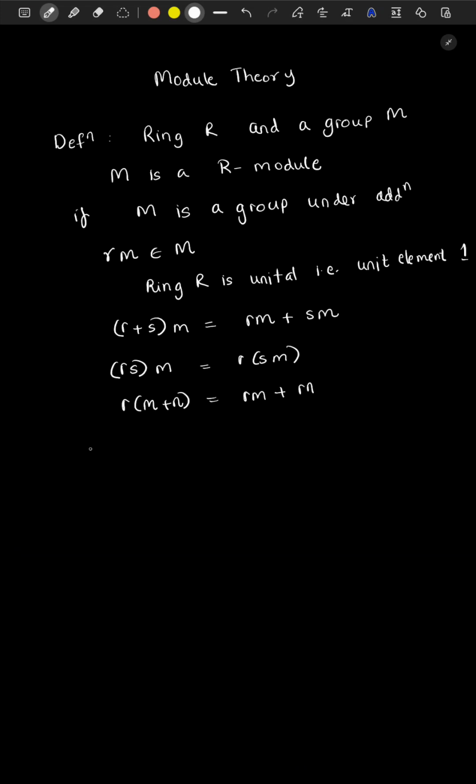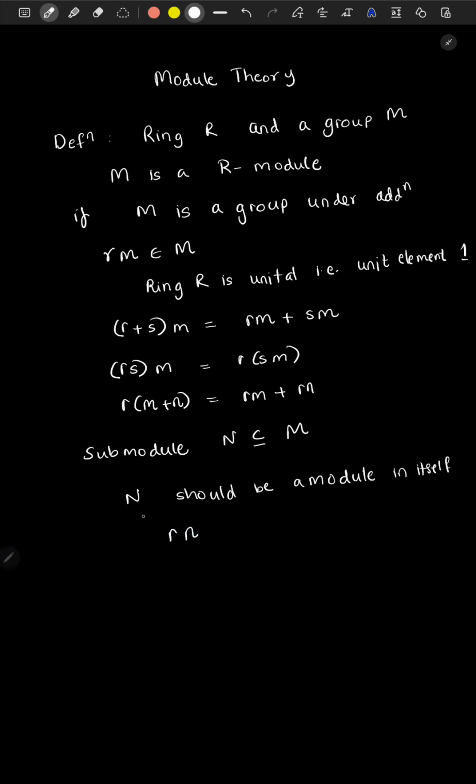Now a related definition is of a submodule. So submodule N of a module M. The definition is exactly so: N should be a module in itself. The non-trivial condition to check is that the ring action is good enough. That is to say, if r belongs to R and if I choose an element n belonging to N, then rn should stay inside N and not just stay in M, then we say N is a submodule.